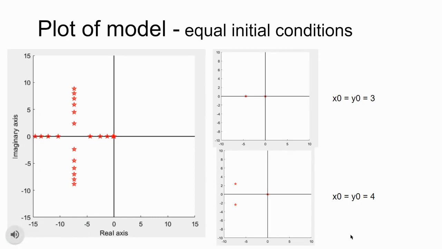Keeping the initial number of susceptibles and infectives equal, we clearly see a bifurcation occurring between 3 and 4, where a saddle point, two opposite real roots, changes to the spiral saddle point seen previously.